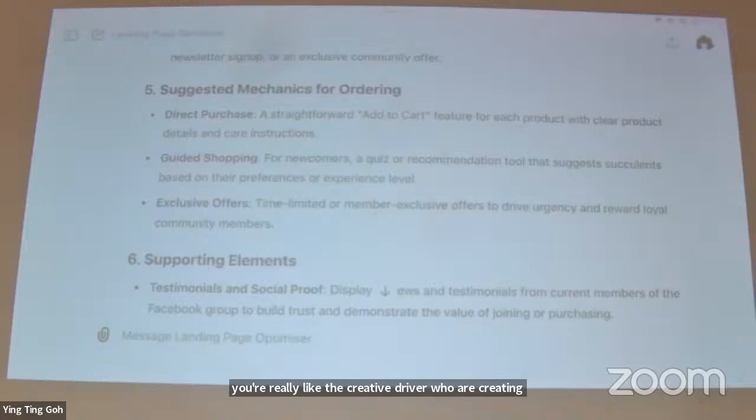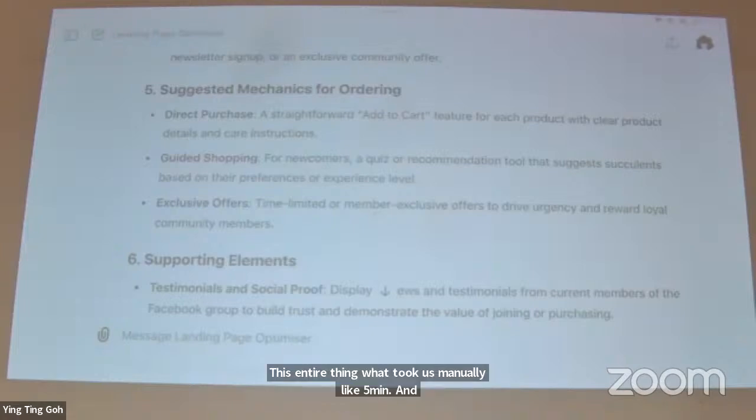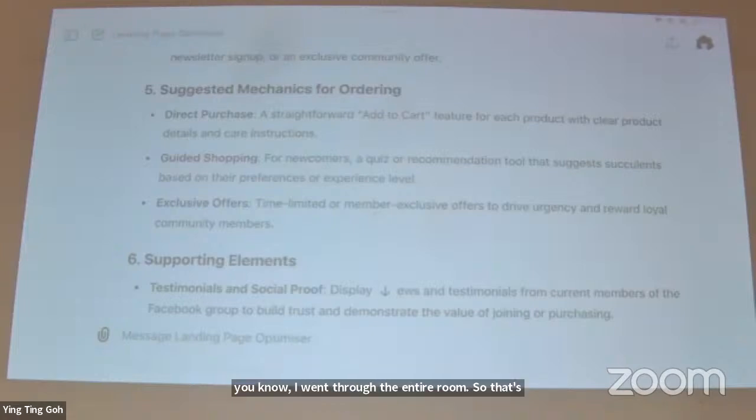So in this way, this entire thing took us manually about 5 minutes, and I went through the entire room, so that's 5 times 20 people. That's how much time collectively it took us to come up with these ideas. But in a matter of minutes, it came up with a robust, detailed section on just one page that I can refine.